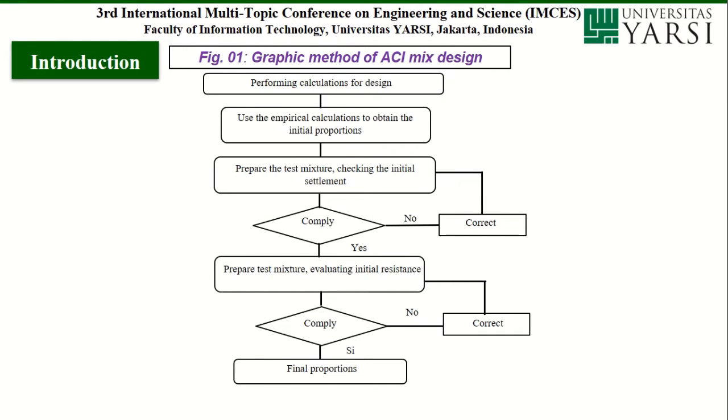In this graphic, we can see the graphic method of ACI mixed design. So, performing calculation for design, use the empirical calculation to obtain the initial proportions. But we continue preparing the mixture, checking the initial settlements. If it's correct, okay, if not, complete. And if it complies, yes, we prepare the mixture evaluating the initial resistance. So, in this case, if it complies, it has the final proportions. If not, it has to be corrected, and again prepare the test mixture, evaluating the initial resistance.